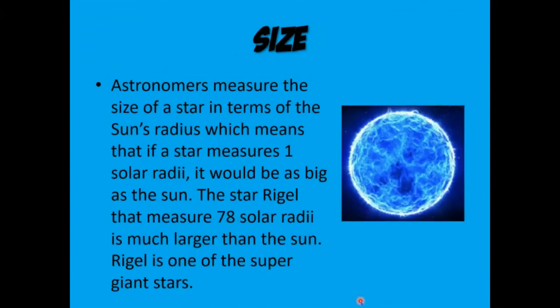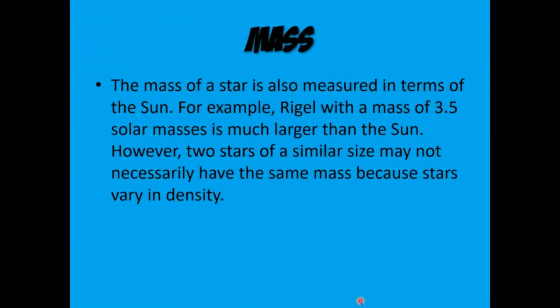So in terms of size, astronomers measure the size of a star in terms of the sun's radius, which means that if a star measures 1 solar radius, it would be as big as the sun. The star Rigel that measures 78 solar radii is much larger than the sun. Rigel is one of the supergiant stars. And then according to its mass, the mass of a star is also measured in terms of the sun. For example, Rigel with a mass of 3.5 solar masses is much larger than the sun. However, two stars of a similar size may not necessarily have the same mass because stars vary in density. Ito po yun, no?